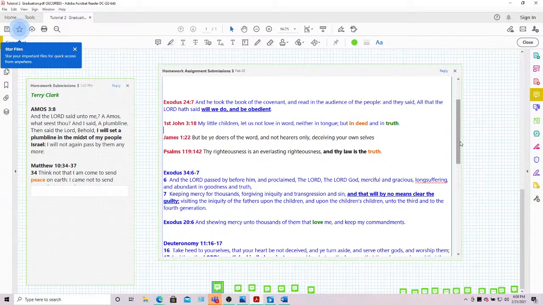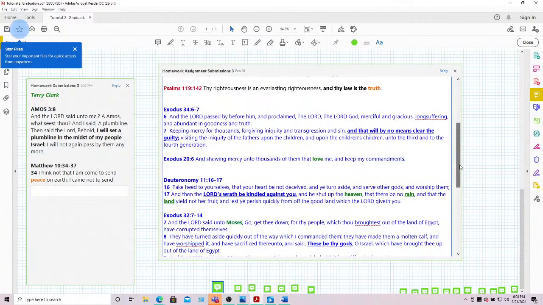And then we have another precept where we have a warning that Moses gave us. So take heed to yourselves that your hearts be not deceived, and ye turn aside and serve other gods and worship them. And then the Lord's wrath be kindled against you, and he shut up heaven that there be no rain, so no more knowledge.